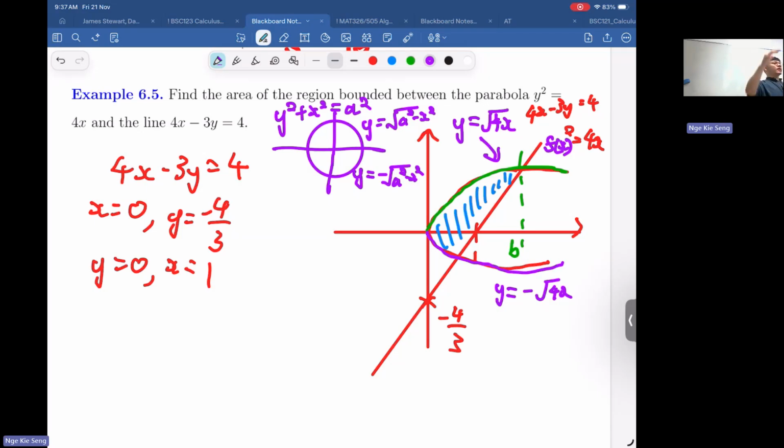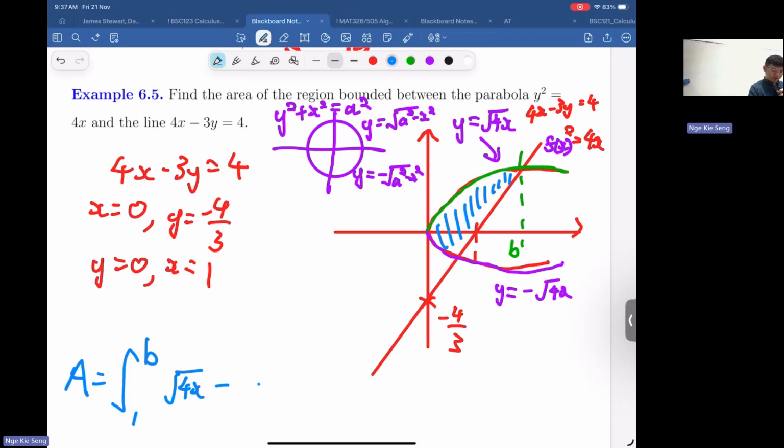Okay, the positive part and the negative. Does it make sense? Okay, so from 1 to b, square root 4x is the top function, and then the bottom is 4x. Should I write it down? So let's write down A equals the integral from 1 to b of square root 4x minus, what's this?